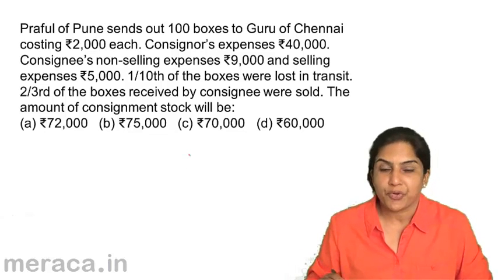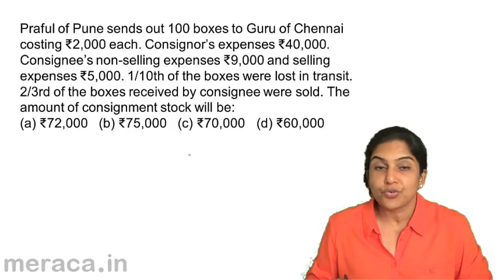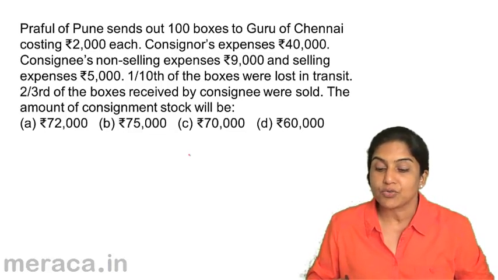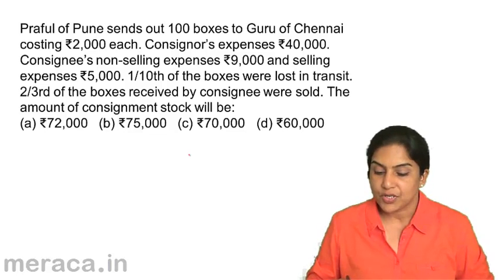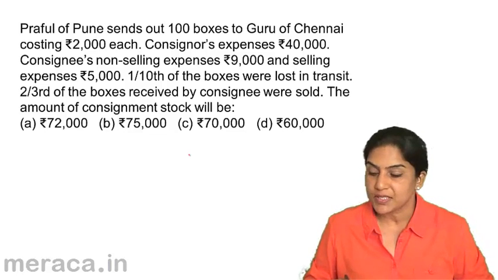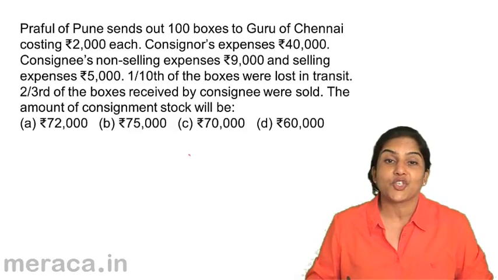Let us try one more example. Praful of Pune sends out 100 boxes to Guru of Chennai costing 2,000 each. Consignor's expenses 40,000. Consignee's non-selling expenses 9,000 and selling expenses 5,000. 1/10 of the boxes were lost in transit. 2/3 of the boxes received by the consignee were sold. The amount of consignment stock will be.